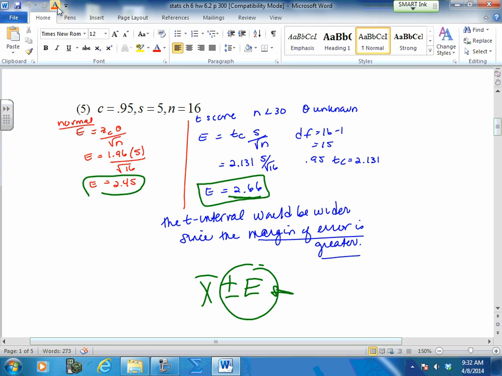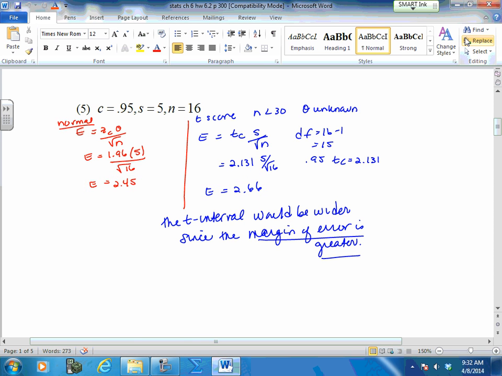And the reason they do that with the t-score is because your sample size is small, or you don't know enough about your population to be perfectly sure. So they give you a little bit of extra space in there. And that was the goal through most of this exercise. They had you comparing your T and your Z.